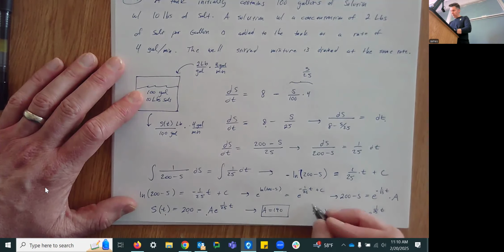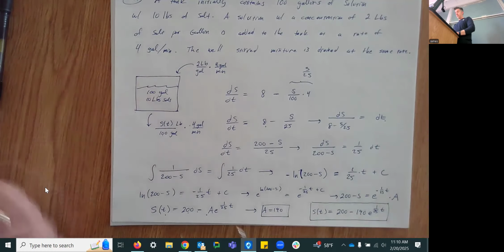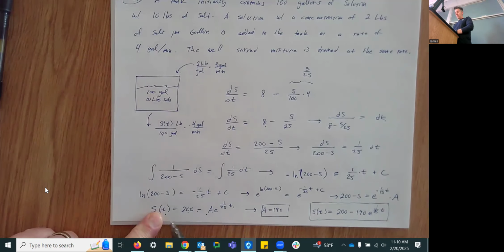I know I didn't show my work there for that part, I just said it. But I think you all can see it, right? If we plug in the 0 for t and 10 for s, we get 10 equal to 200 minus a, so a has to equal 190.